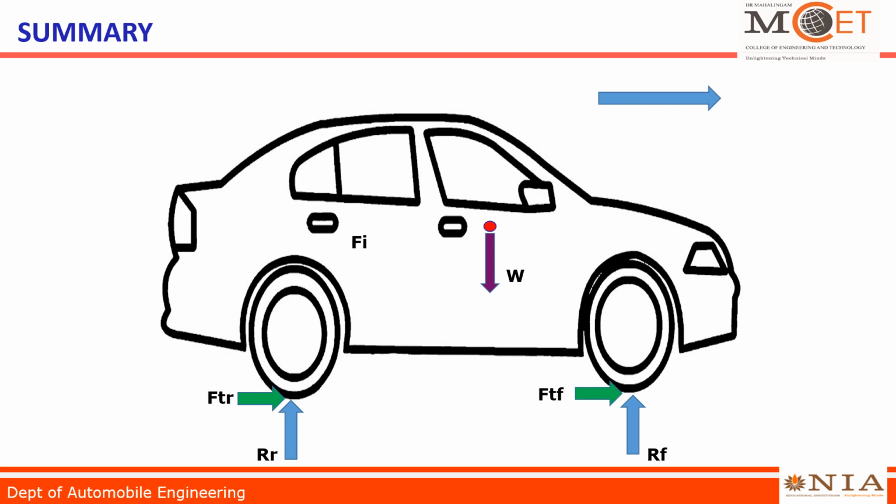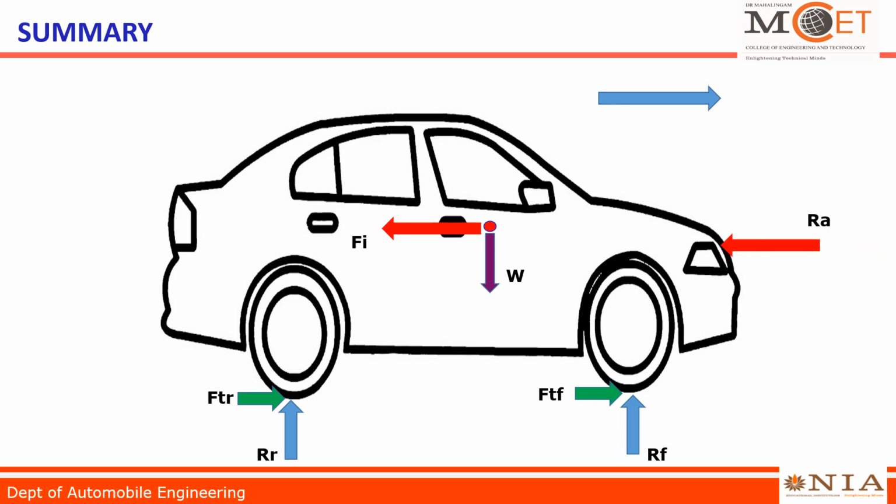Since we have acceleration because of the tractive force at the front and rear wheels, we have an inertia force Fi at the center of gravity point, in the direction opposite to the vehicle motion, or opposite to the tractive force applied.